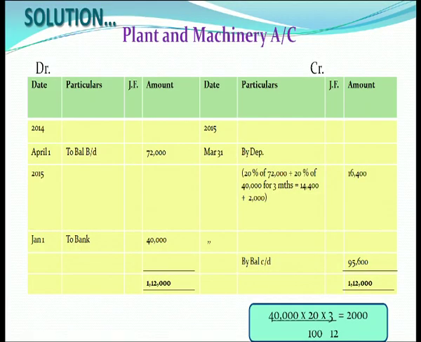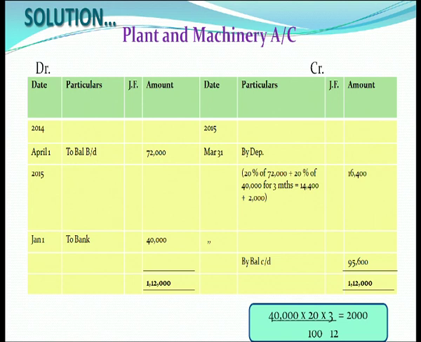Now, in the third year, again, we bring forward the balance from the previous plant and machinery account. So, on 2014, 1st April, the balance brought forward is 72,000. And again, in the same year, on 1st January, we are buying an additional machinery. So, again, machinery account debited to bank account and the amount is 40,000. Now, we have to calculate the depreciation for both the machinery, the new machinery as well as our previous machinery. And they are being used for a different time period.